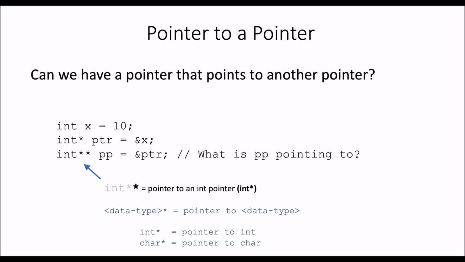Now the question, what is the double pointer pointing to? If we dereference the double pointer just a single time, we go to the pointer, and that pointer, we can access the address, which is the address of x. If we dereference then a second time, we go to the variable x, and the value is 10. With that, let's take a look at an example.